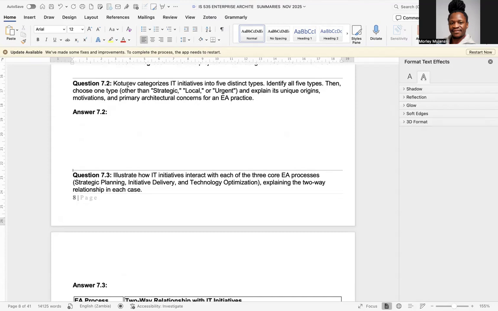So we have 5 types. We've been given 3, which is strategic, fundamental. So we have strategic, fundamental, local, mandatory, and urgent. Okay, so strategic, local, fundamental, mandatory, and urgent. Those are the 5 types. So let's focus on the mandatory initiative, as they are often overlooked.